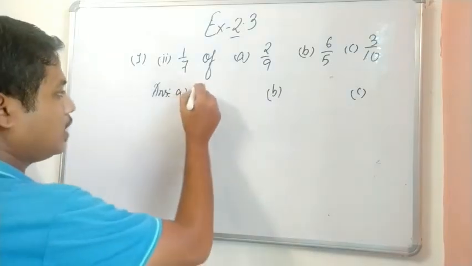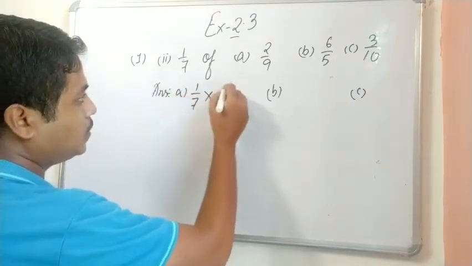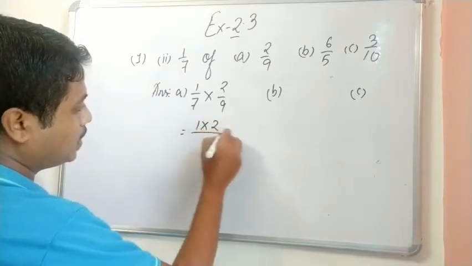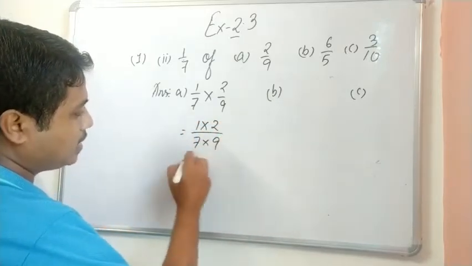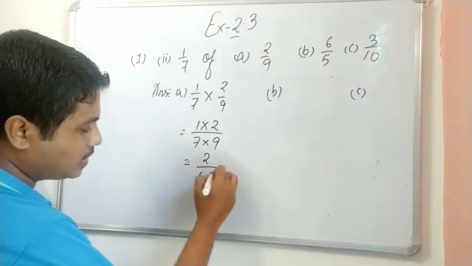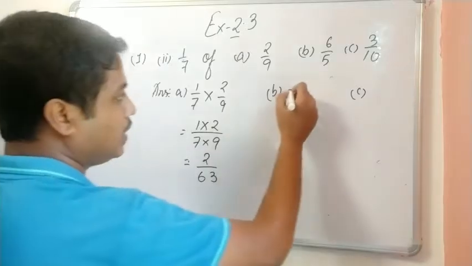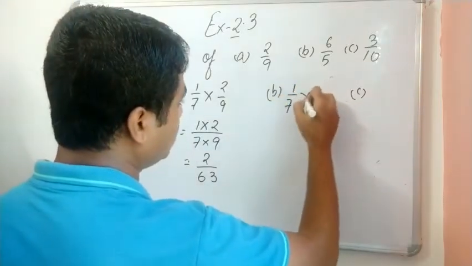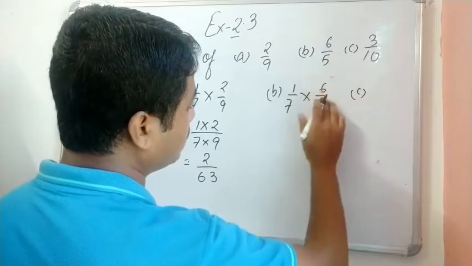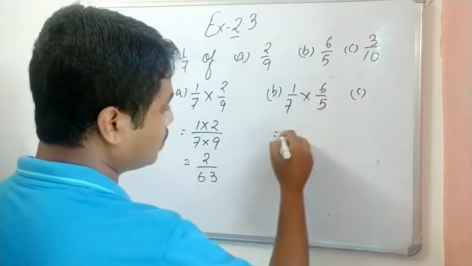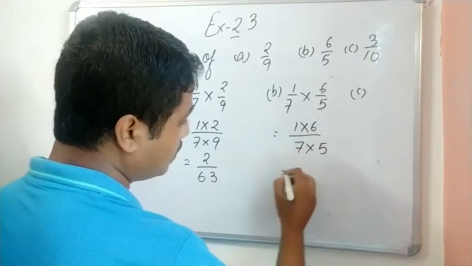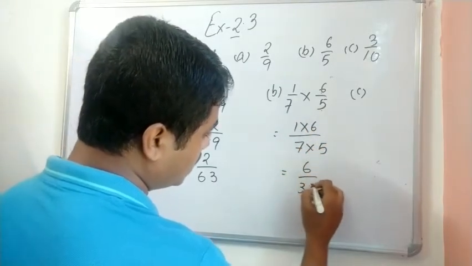the first one is 1 by 7 into 2 by 9. So it will be 1 into 2, 7 into 9. Numerator into numerator. So 1 into 2 is 2, 7 9s it will be 63. Then for the second one, not 2 by 9, it will be 6 by 5. So 1 into 6 divided by 7 into 5. So 1 6s are 6, 7 5s are 35.